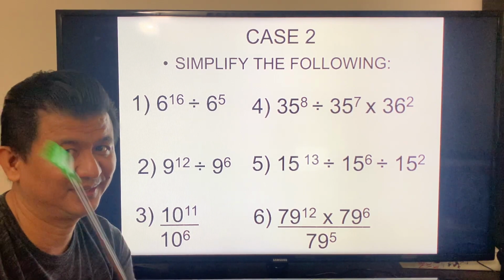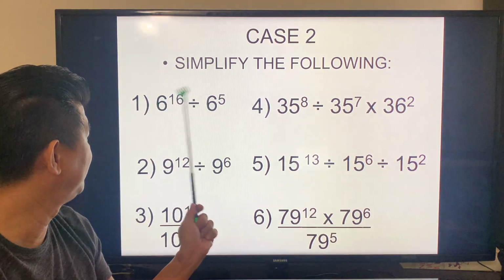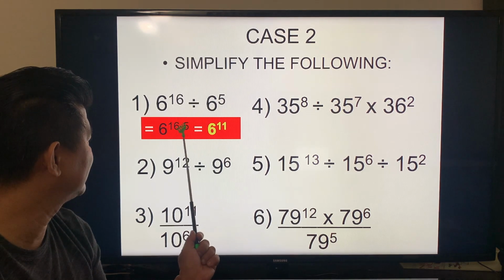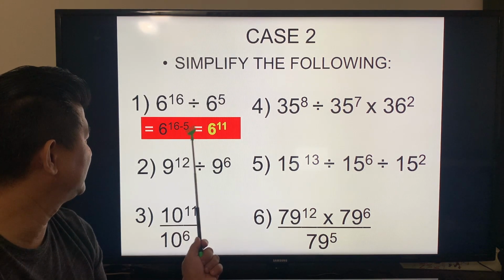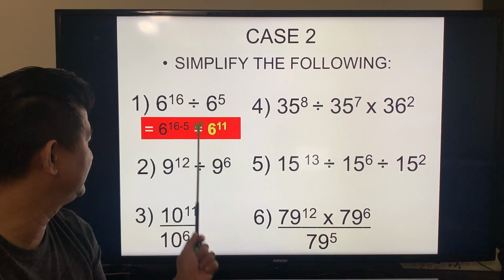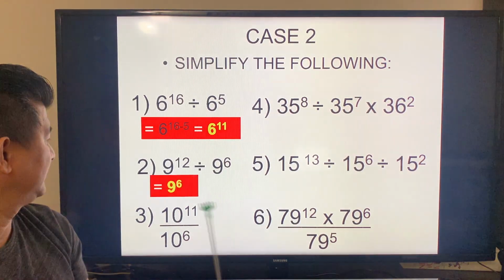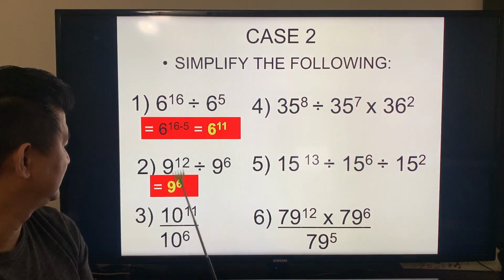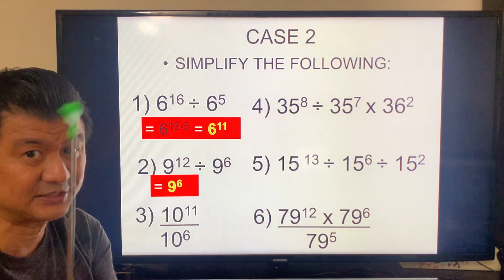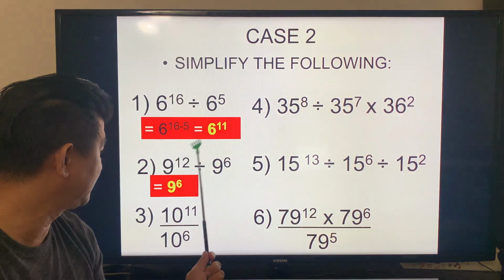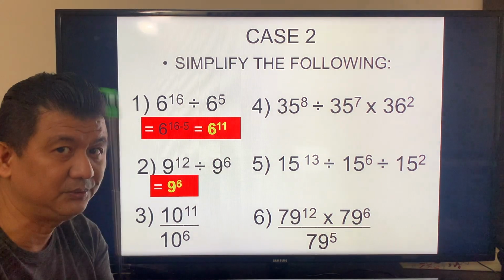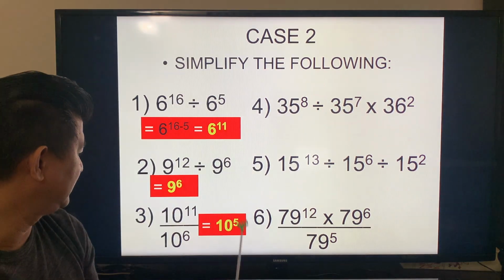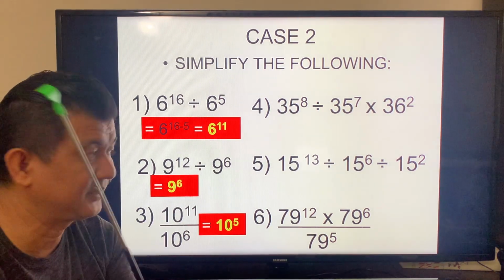Try this on your own. Now you're ready? Okay, here we go. Divide means I subtract. There you go. 16 minus 5 is 11. Copy the base 6. Okay, we're good with that. How about this? 9 to the 6. Awesome. We subtracted the exponents. Some kids are tempted to divide 12 by 6. No, subtract. 10 to the 5th power. Correct. You got it right.